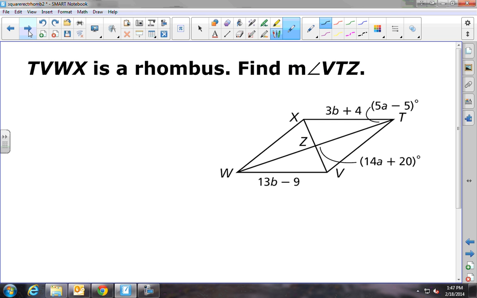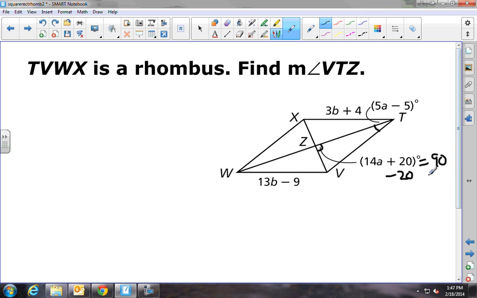All right, let's look at another problem here. How about something with a rhombus? Here they're asking us to find angle VTZ. So this little angle right here, they've already told me is 5A minus 5. And they've told me that this angle right here is 14A plus 20. Well, I already know that one of the properties of a rhombus is that the diagonals cross at a right angle. So I know that this angle here has to equal 90.